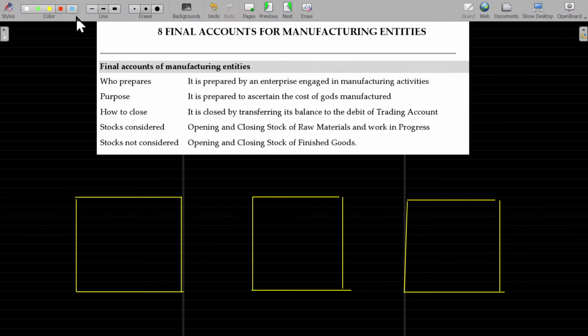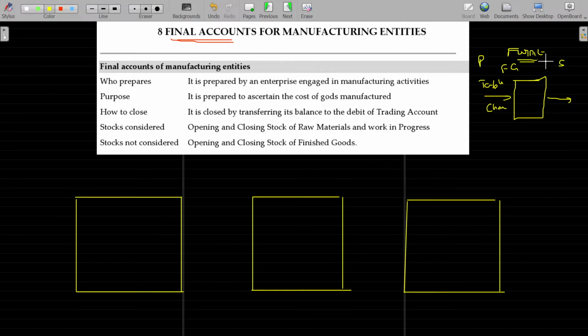Usually, the preparation of final accounts for a trading concern is quite easy. In a furniture showroom, they purchase the table, cupboard, chair, everything, and then it is sold. Purchased and sold. Buying finished goods and selling them as they are comes under a trading concern.